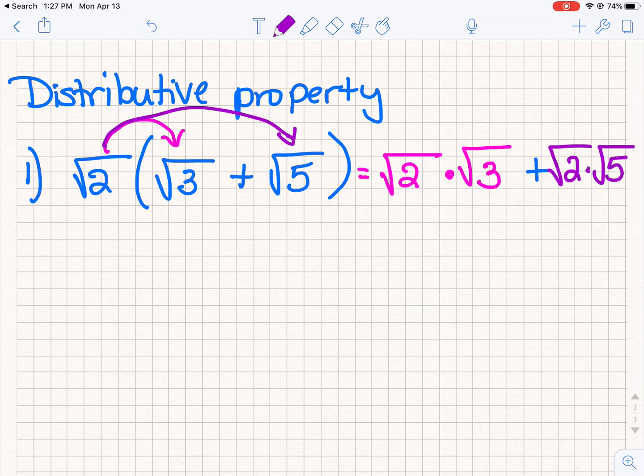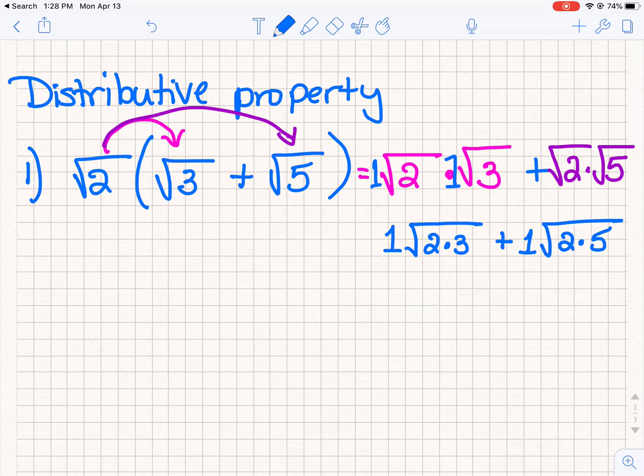So now what I have is root 2 times root 3 plus root 2 times root 5. Now remember the rules of multiplying. Outside times outside, inside times inside. So the outside of these are just understood ones. So you can write the 1 if you want. On the inside, we have 2 times 3. That's my first one. Plus, again, we have a 1 on the outside, and then 2 times 5.